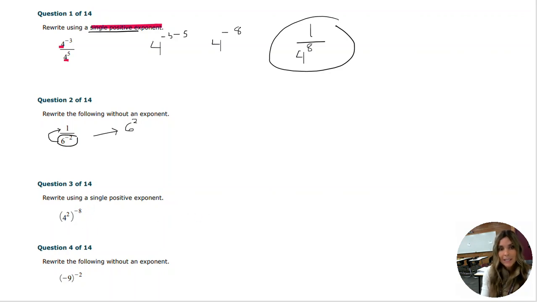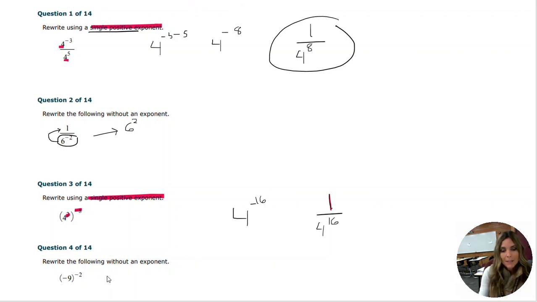On the next one, rewrite using a single positive exponent. So in this case, you need to recognize that we have a power raised to another power. So we first have to apply that rule. So a power to a power, we're going to multiply the 2 with the negative 8, and that gives us negative 16. And then we need to make sure that we write our answer with a single positive exponent. So the way that we write this as a single positive exponent is we would write this as 1 divided by 4 to the positive 16.